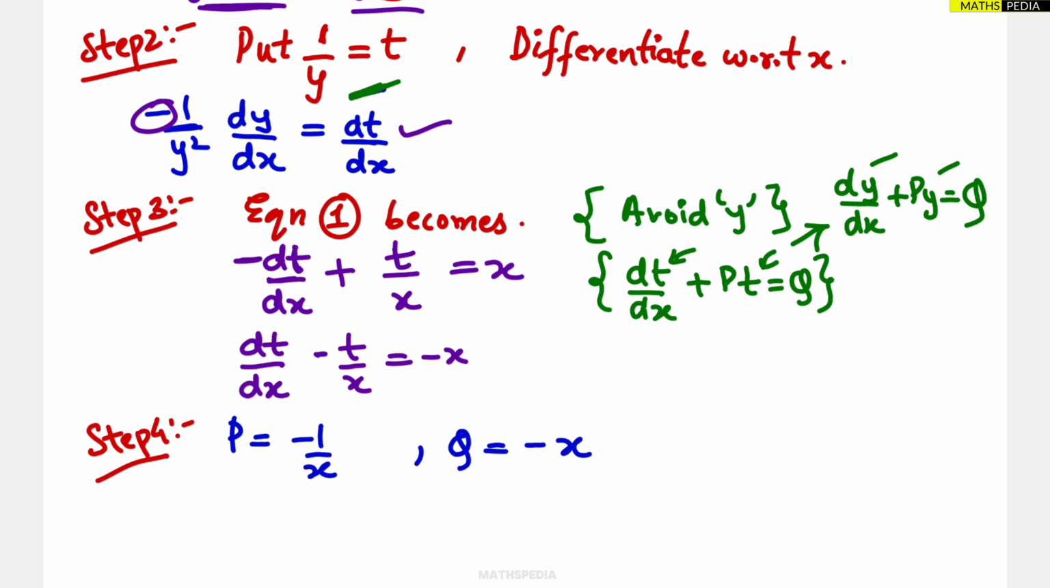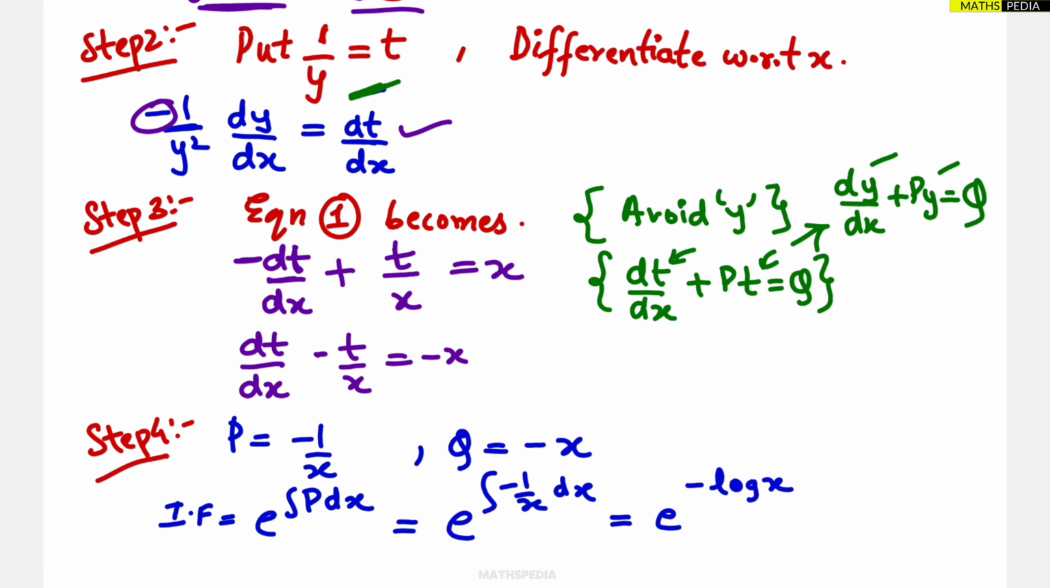Now we have to go for the solution. In solution, always remember integrating factor you have to find first, then we can go for the solution. So integrating factor, we know the formula we have studied. It is equal to e power integration of p dx, here the p value is minus 1 by x dx. So that becomes e power minus 1 by x, it becomes minus log x. 1 by x integration is log x. Now e power anything we know, the formula is nothing but 1 by. So this becomes 1 by x.